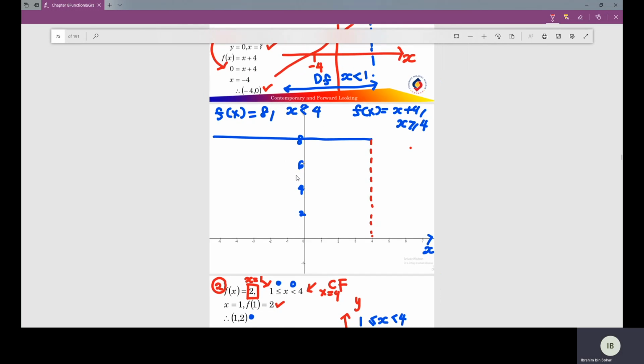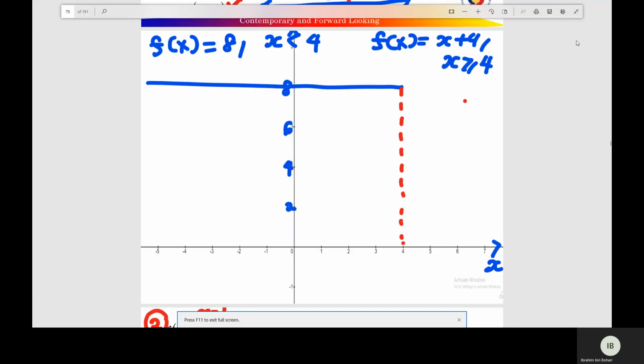Okay, and here less than 4, so here you put the empty circle. Is x here greater than or equal to 4? Yeah, here it is the filled circle.